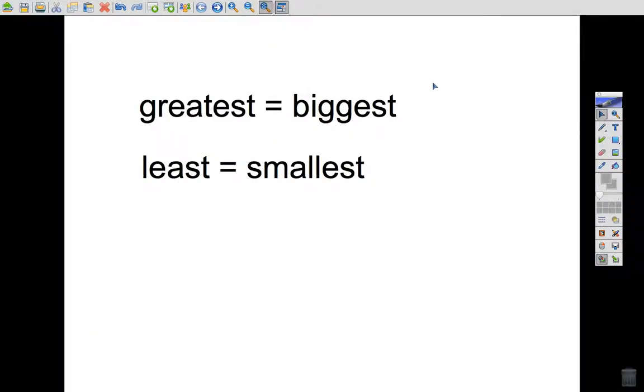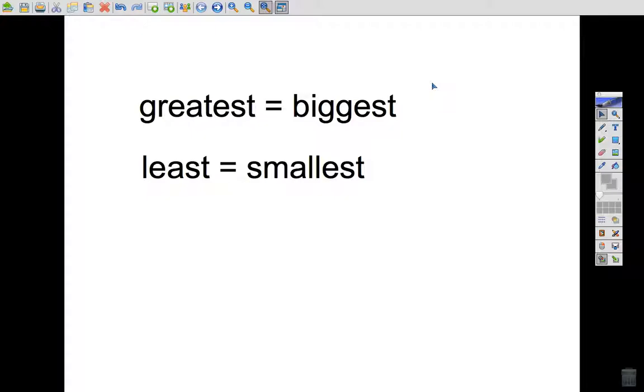In today's video, we're going to learn how to order numbers from greatest to least, or from least to greatest. Yesterday, we learned about comparing numbers with the symbols greater than, less than, and equal to, and we were comparing two numbers. Now we're going to look at three or more numbers and see if we can put them in order from either least to greatest or greatest to least.